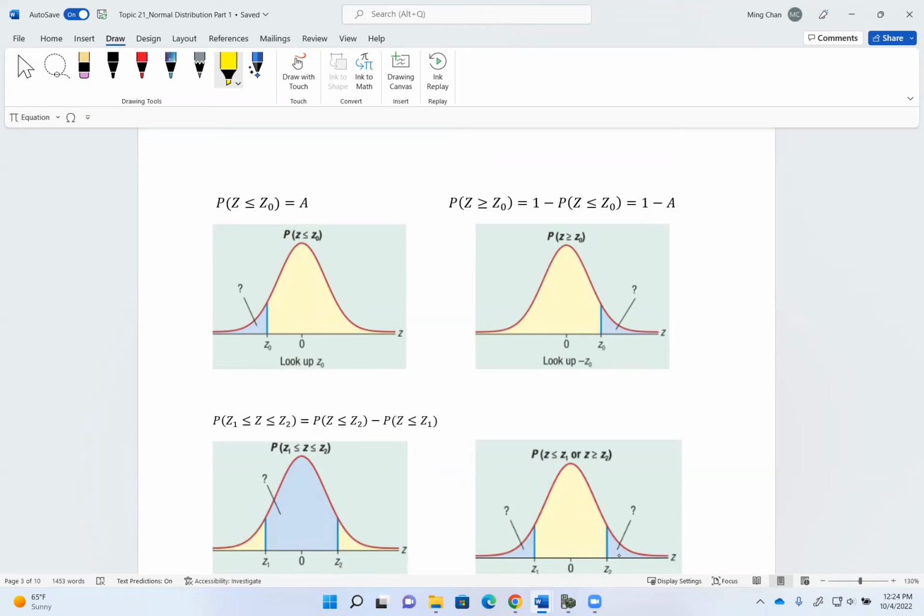To the right, we will use the complement rule. When we look at the area on the table for that z-score, the answer we get is the area to the left of it. So to find the area to the right, we take 1 minus the area to the left. This is the area to the left, so 1 minus the area to the left will give you the area to the right.